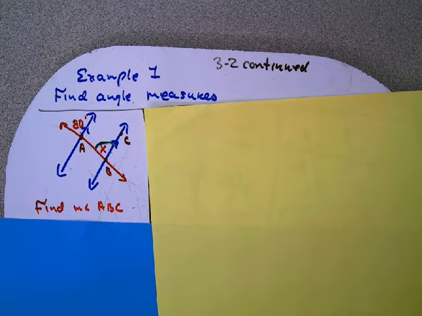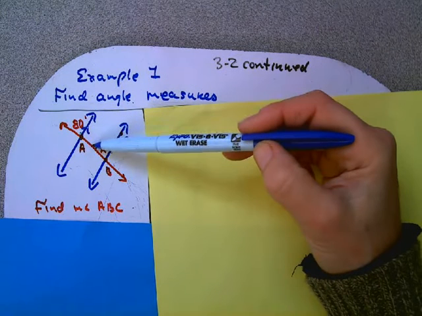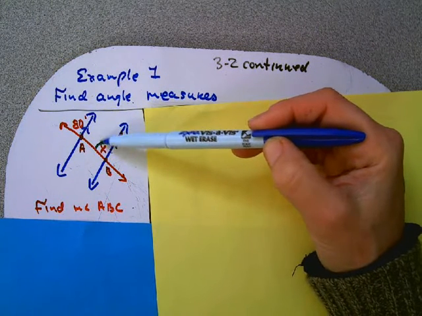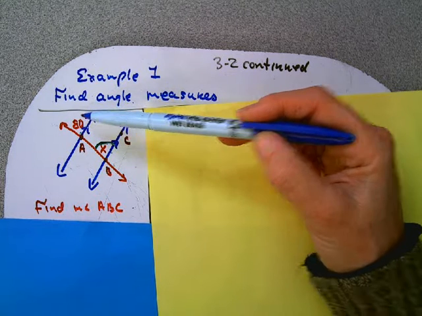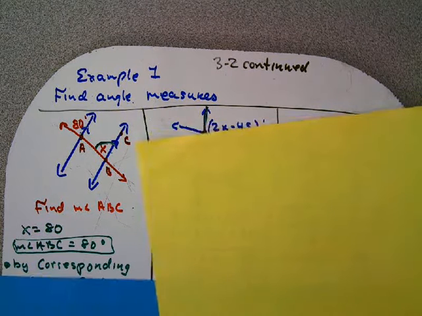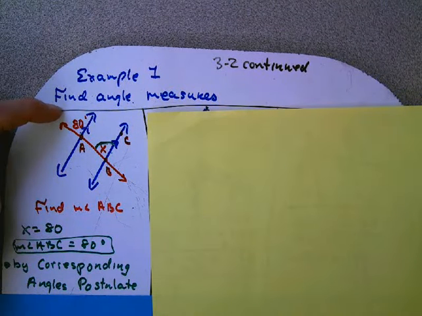When you look at these, we can see that they're corresponding. They're on the same side of the transversal. One's inside the parallel line and one's outside the parallel line. So that means by the corresponding angles postulate, they're congruent. And we can say if this angle is 80 degrees, so is the measure of angle ABC. And that's all there is to it once you recognize these relationships.